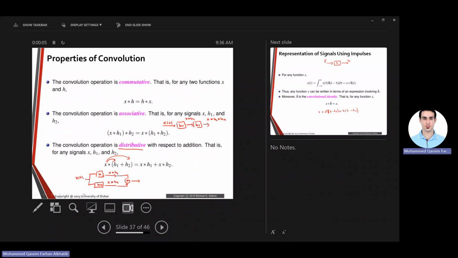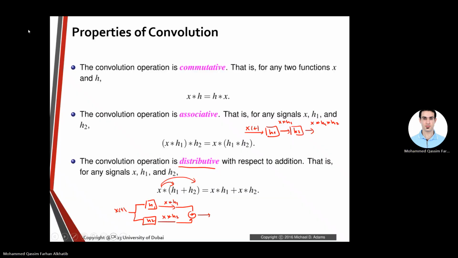Okay, properties of convolution. Something we probably already know since we did the discrete. So commutative, associative, distributive. You may consider convolution similar to multiplication, but it's not the same, but it has this similarity.